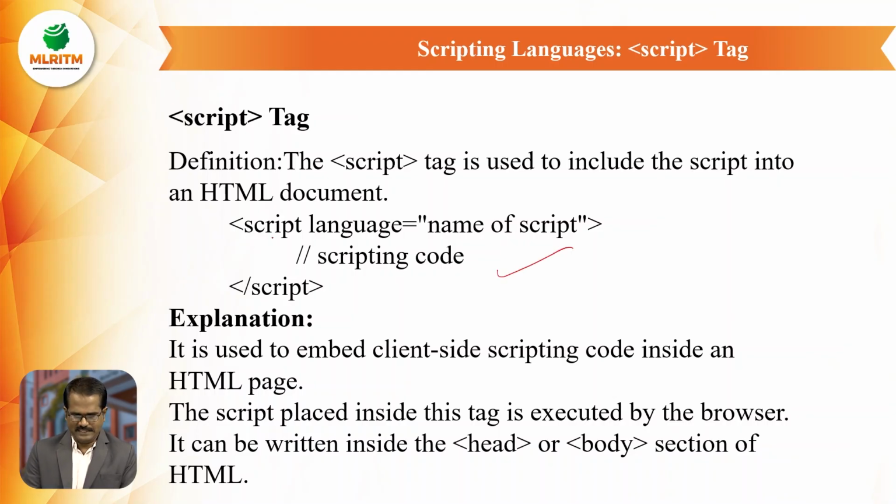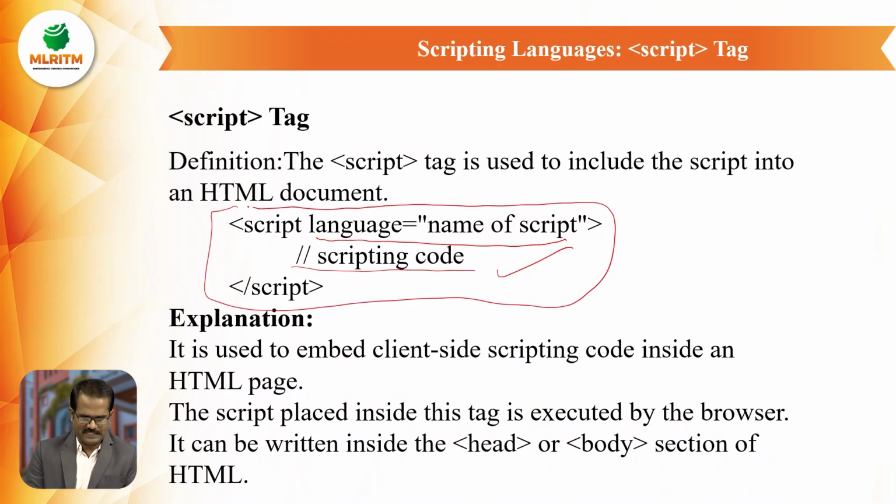Here we are able to see the syntax for the script tag: script, less than script, language equal to name of the script, greater than. In between we are writing the script code. This is the end of the script. So this is the script tag. By using this script tag, we are writing JavaScript, and this script tag can be included in the HTML to enhance the functionality and appearance of the web document or web pages.